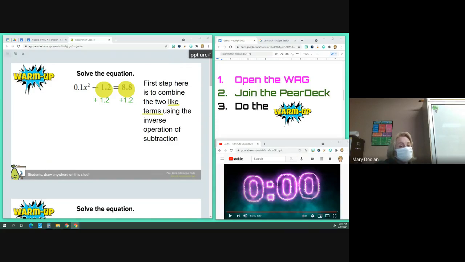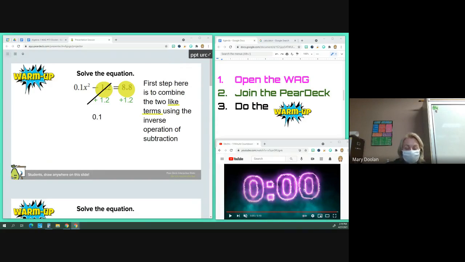And the reason we're choosing to add 1 2/10 to both sides is because when you add opposites, -1 2/10 and +1 2/10, these actually add to 0. So they just cancel each other out. And they go away. And what I'm left with is the equation.